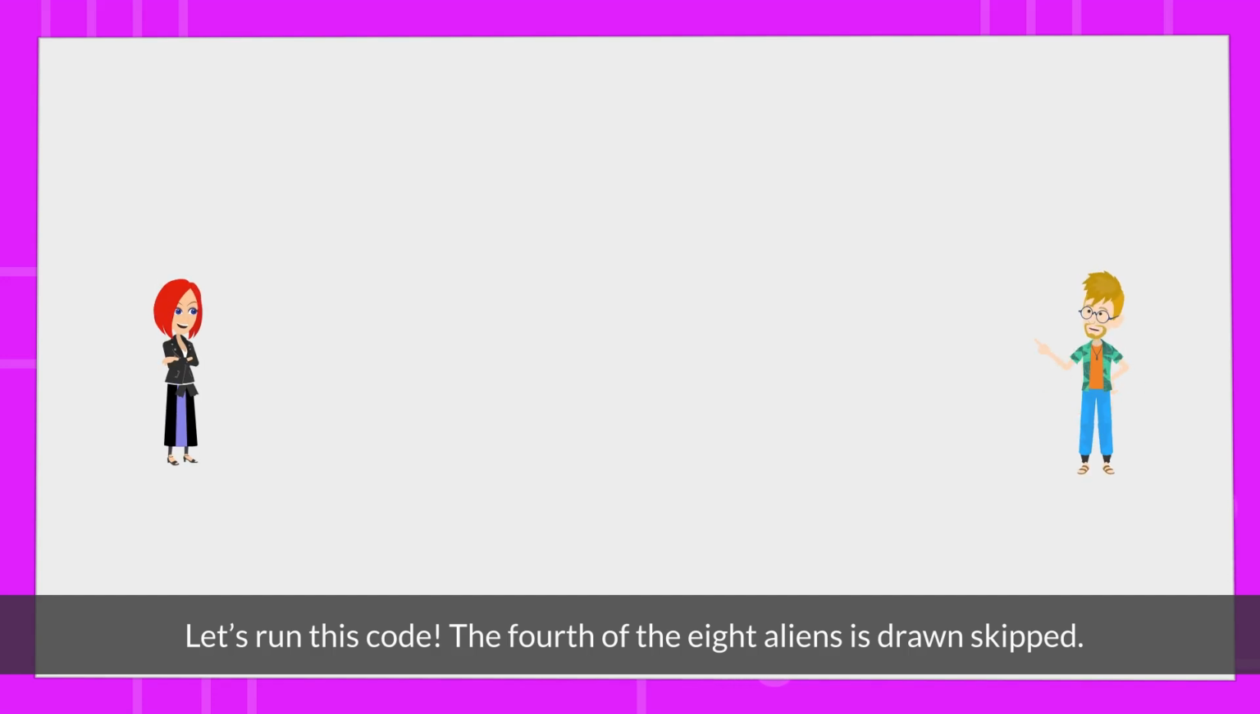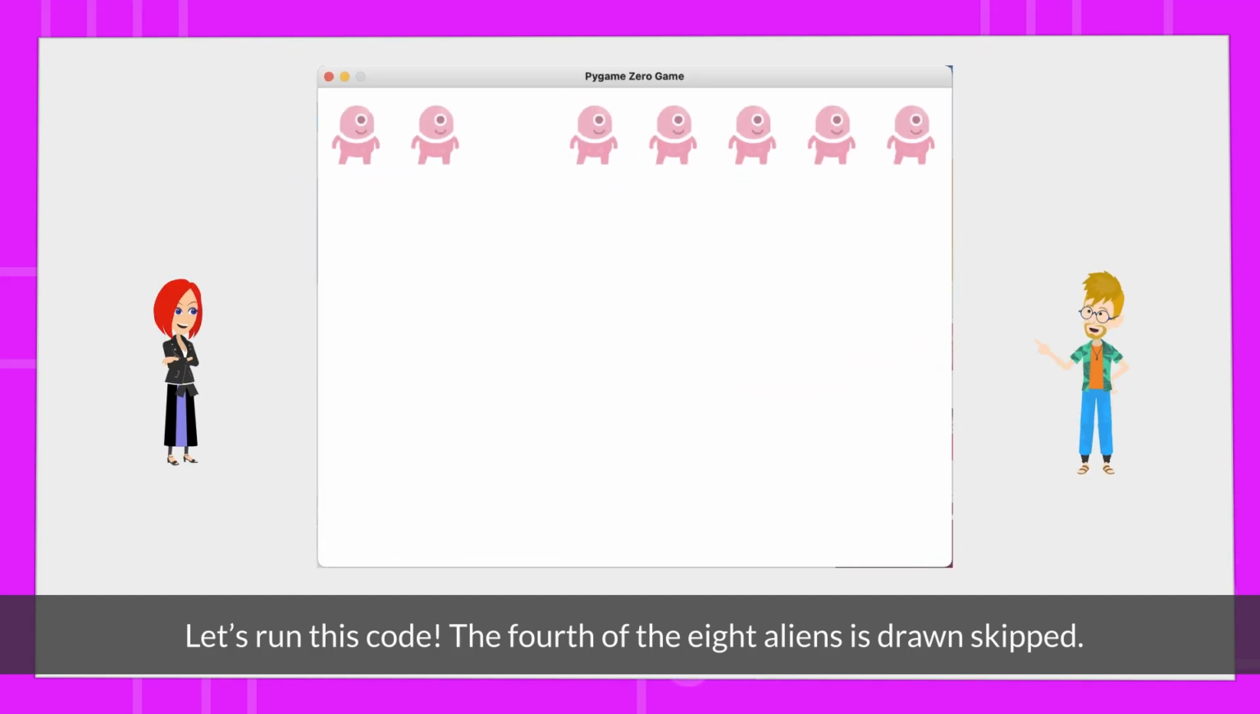Let's run this code. The fourth of the 8 aliens is skipped.